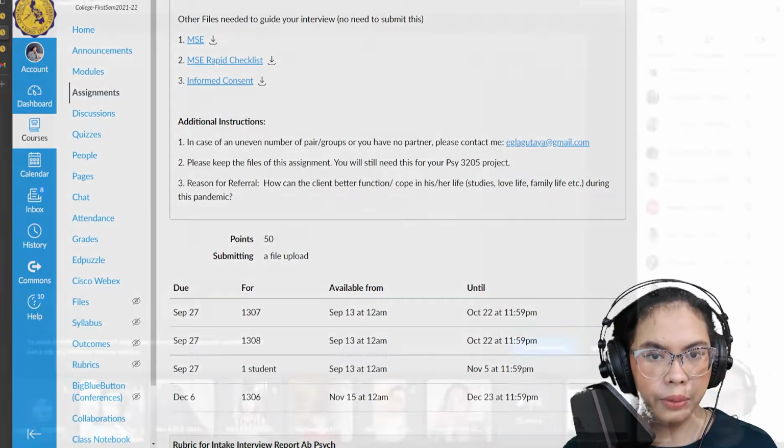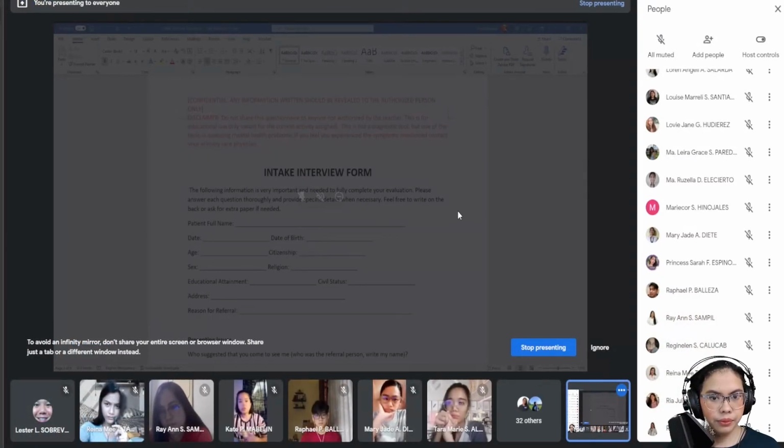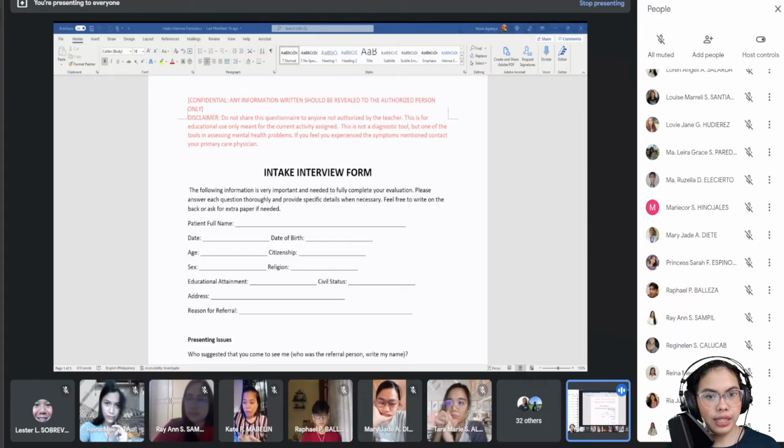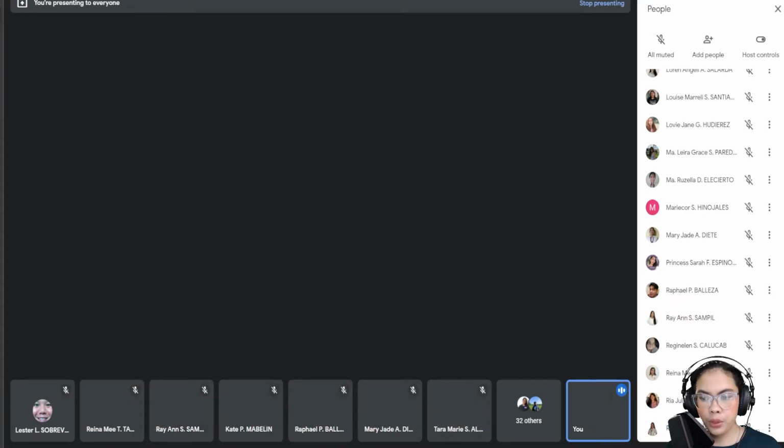Okay, so muna ang intake interview form ta. So, very good. Very big, confidential. So, tanan, please practice our ethical standards. So, any information written here should be revealed to the authorized person only.